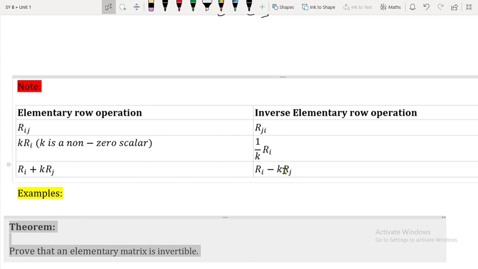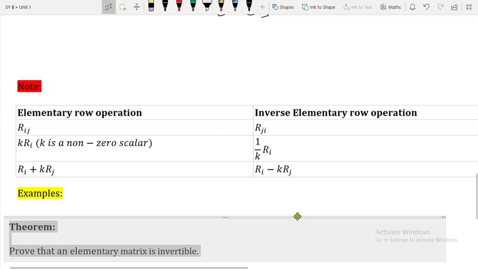Now in short I will call it IERO. So what will be the IERO corresponding to it? It will be Ri minus k times Rj. So just see, if it is plus here, it becomes minus there. It is not that it will always be plus here; sometimes it can be minus. So if you have R1 minus R2, what will be your inverse, or IERO, corresponding to that? Corresponding to R1 minus R2, your inverse ERO will be R1 plus R2, right? So if you have R1 minus twice R2, it will be R1 plus twice R2. This is the meaning.